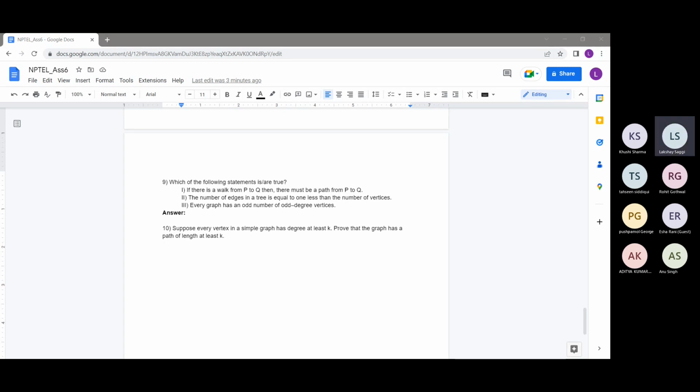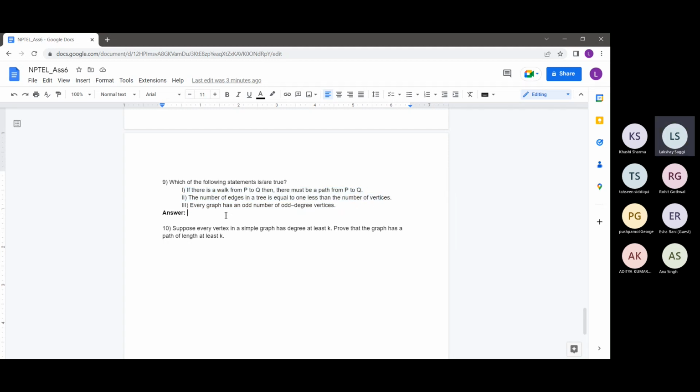Khushi is writing correctly in the chat that the answer is true, true, false. The handshaking lemma basically says that every graph has an even number of odd degree vertices, and that has been proven already in the lecture. The proof is also not too hard. This option is saying that it is an odd number, so this statement is incorrect, and the first two statements were correct.